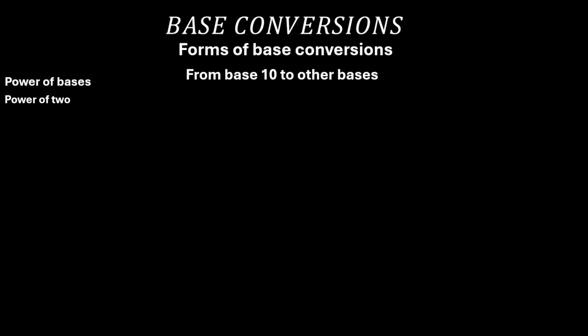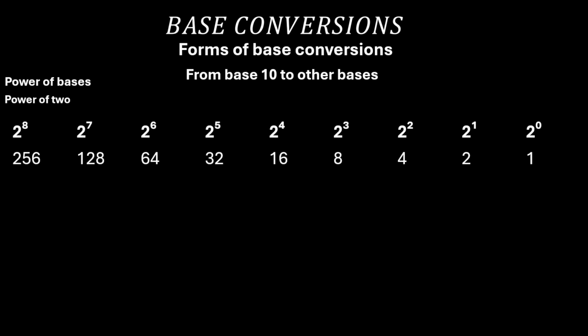Under power of bases, this is the series of powers of base 2 from 0 to 8, and these are their various answers. So what do we want to do? We want to find the sum of all those answers, which is equal to 511. You may be asking, why do we need to find the sum? This is because we want to know the limit this solution can give us.